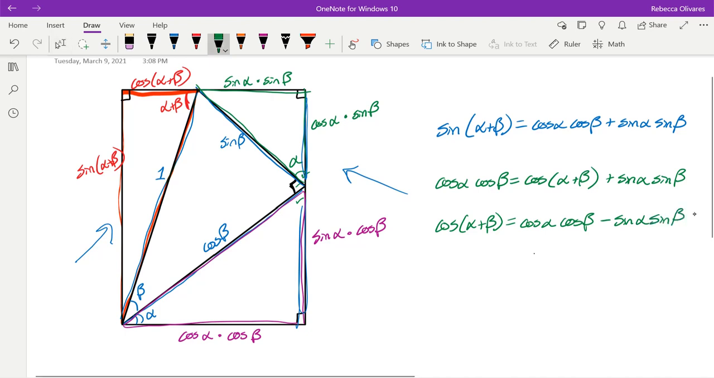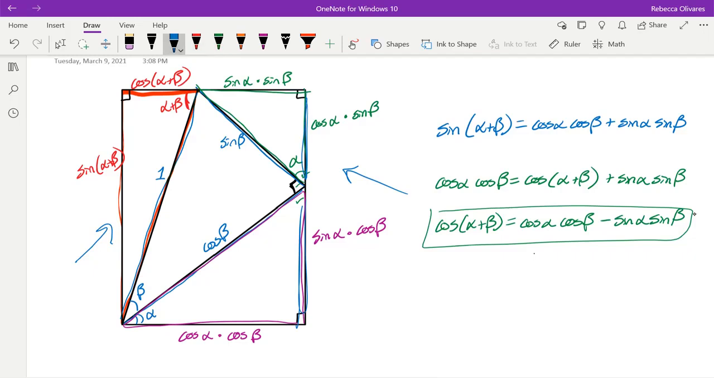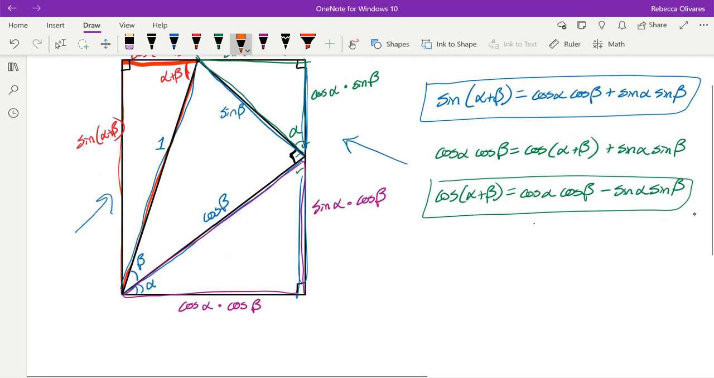So these two statements that we came up with, these are two of our sum difference trig identities. So we have an identity now for sine of alpha plus beta, and we have an identity for cosine of alpha plus beta. So if I wanted to add two different angles and find the sine of the sum of those angles or the cosine of the sum of those angles, then I now have an identity that will help me do that. What if I wanted to subtract two angles?